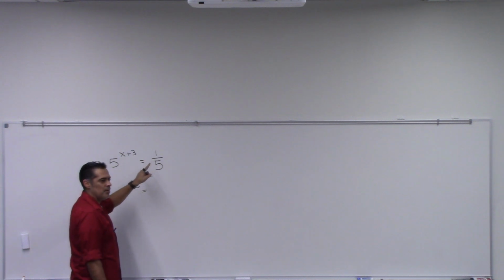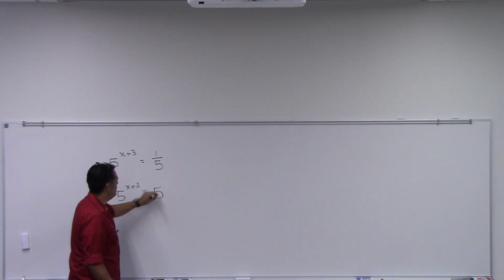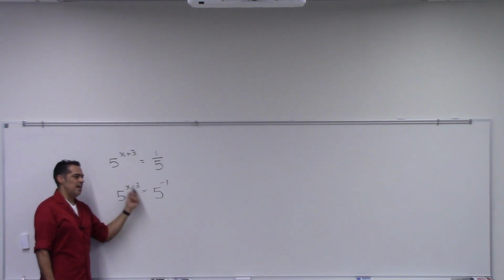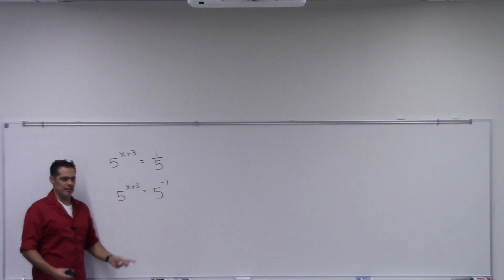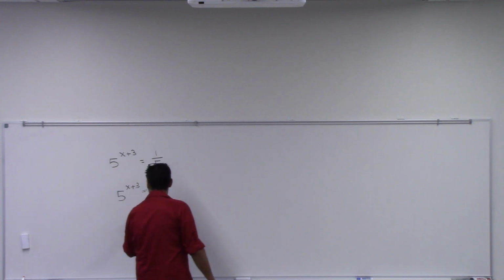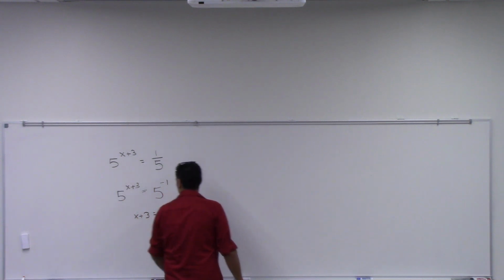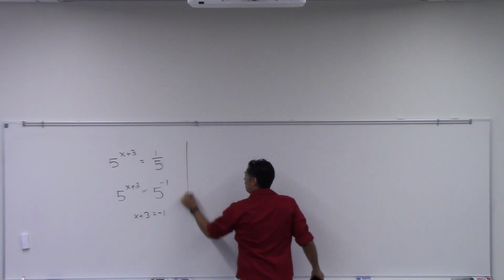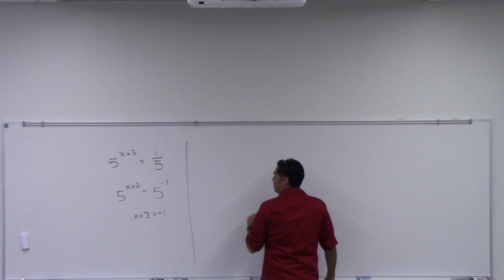Remember me talking about going to the deli and asking for, right? This is 5 to the -1, right? And now these bases are the same. Just make that equal to that and then you're done. Okay? Not so bad, right? So your answer is -4. Okay. All right, so that's that one.